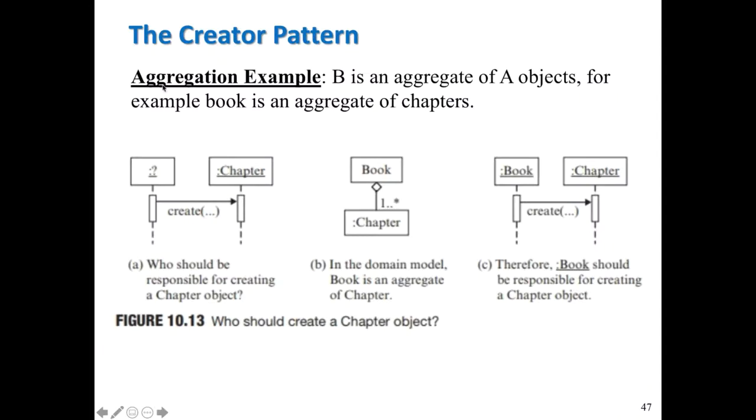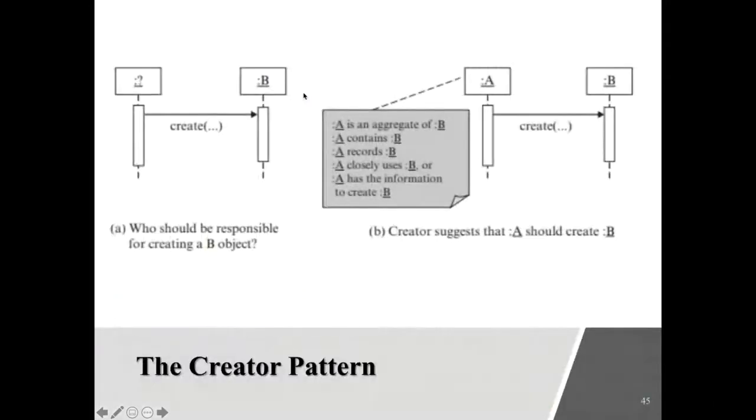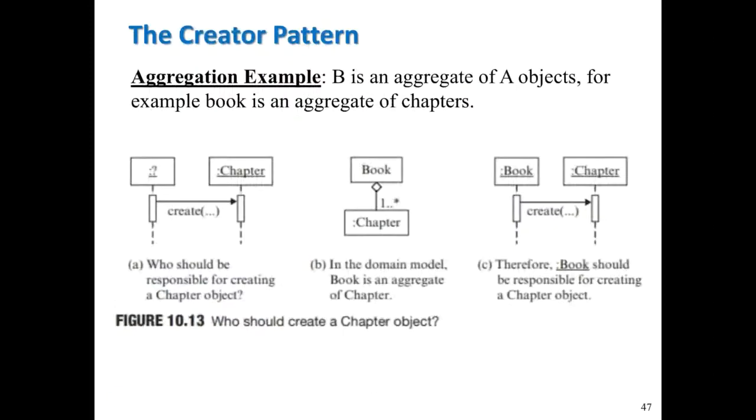So our first example is the aggregation example. I said that if A is an aggregate of B, then A will be the creator. So we are seeing the example for it. Here, we want to instantiate or create the object of a chapter. So who will create this? If you know that your book is an aggregation of chapters, right? See this figure B.